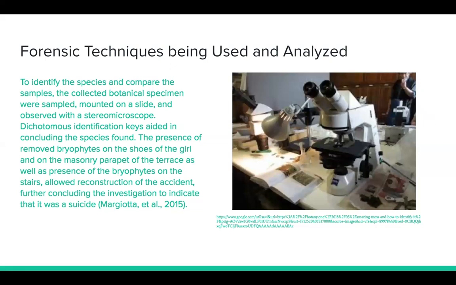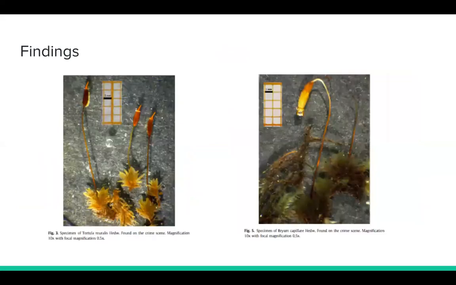To identify the species and compare the samples, the botanical specimens that were sampled were mounted on a slide and observed through a stereo microscope. Dichotomous identification keys had aided in concluding the two species that were found. The presence of removed bryophytes on the shoes of the girl, as well as on the masonry parapet of the terrace, while also finding presence of the same bryophytes on the stairs, allowed proper reconstruction of the accident, which yielded the conclusion indicating that it was actually a suicide.